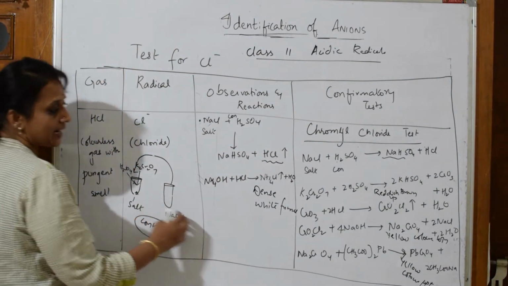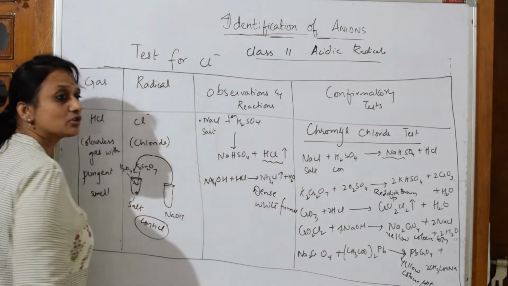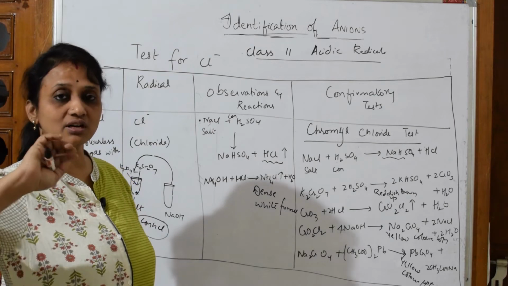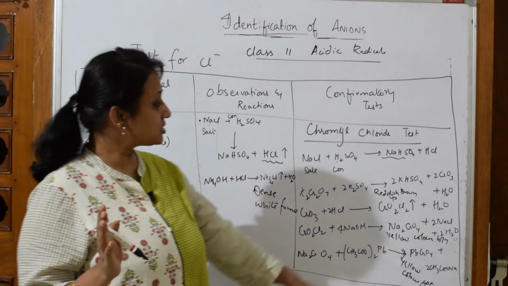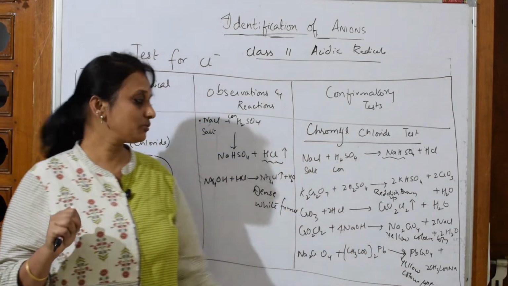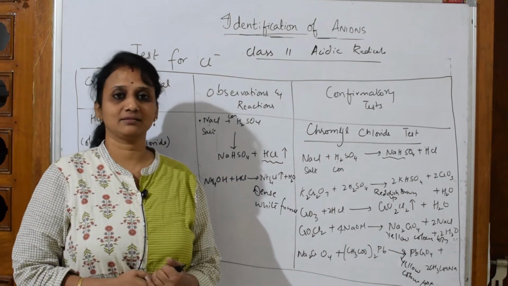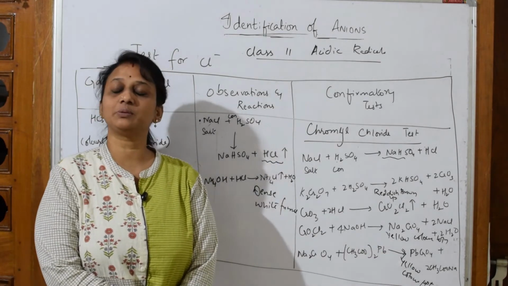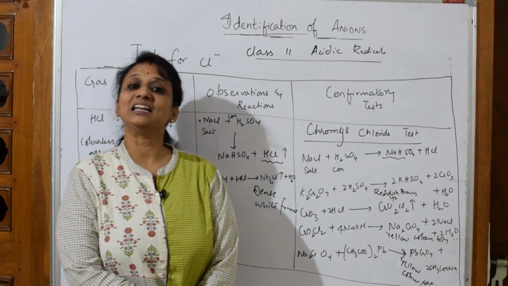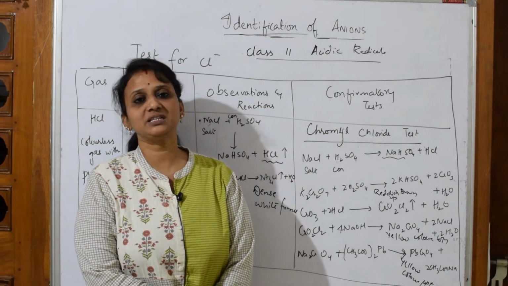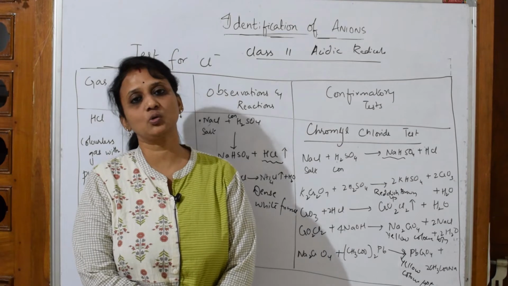Now once you add sodium hydroxide to this chromyl chloride, you will get a yellow colored solution. Don't write PPT, that is wrong. The yellow colored solution is due to the formation of sodium chromate. To this sodium chromate, I will be adding lead acetate. Correct? Now this will give you a yellow PPT, because of the formation of lead chromate in the test tube. So the yellow color PPT confirms the presence of chloride anion.